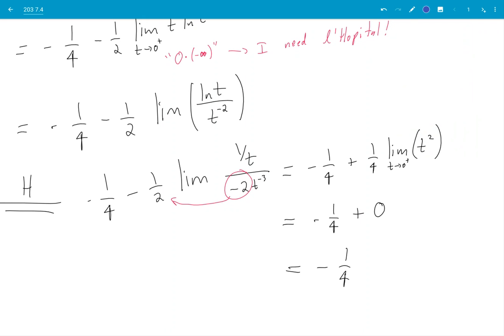Okay. So I did all this work and the limit ended up being 0. Unfortunately, you must do all the work. Otherwise, I will put a big question mark and subtract.